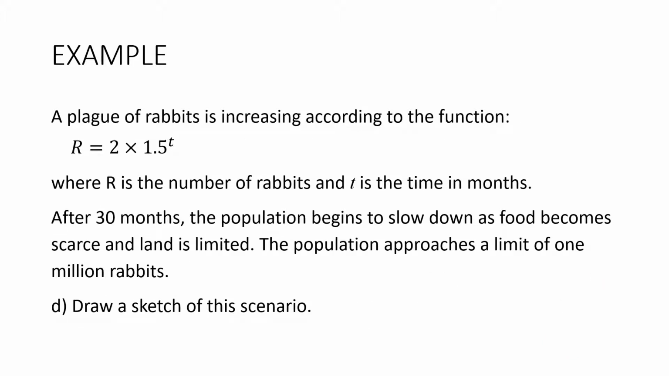Okay, let's return to our plague of rabbits. As I said, it was increasing according to the function R is equal to 2 times 1.5 to the power of t. R is the number of rabbits, t is the time in months. After 30 months, the population growth begins to slow down as food becomes scarce and land is limited, and the population approaches a limit of 1 million rabbits. Draw a sketch of this scenario.